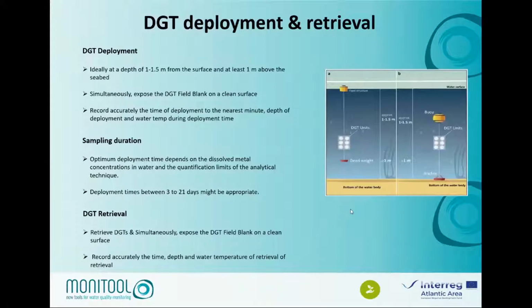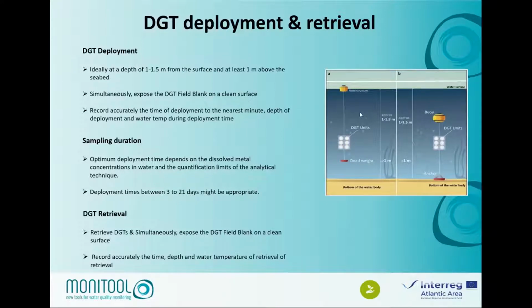So as I mentioned previously, all the DGT devices are preloaded onto a DGT holder and protected with a net if needed, and they are transported to the sampling site in a cooler box to keep them refrigerated. The DGTs are deployed ideally at a depth of 1 to 1.5 meters from the surface, and at least 1 meter above the seabed, either attached to a solid structure or onto a buoy.